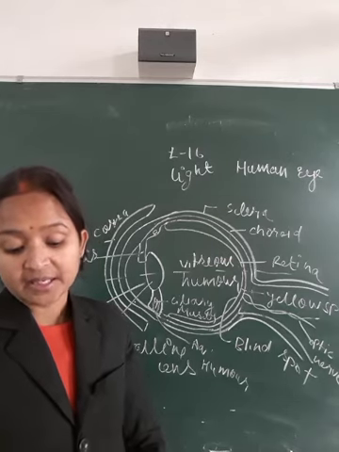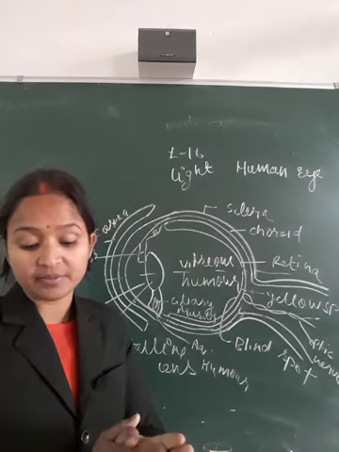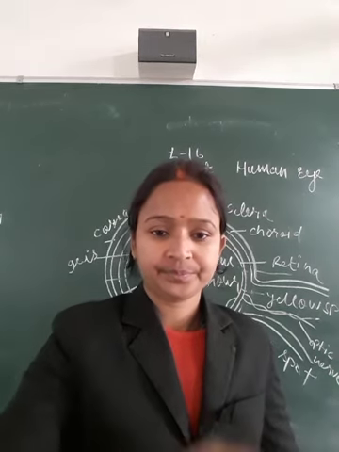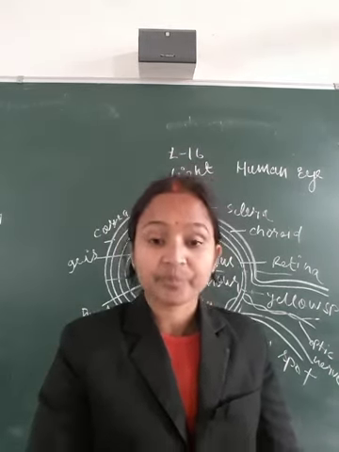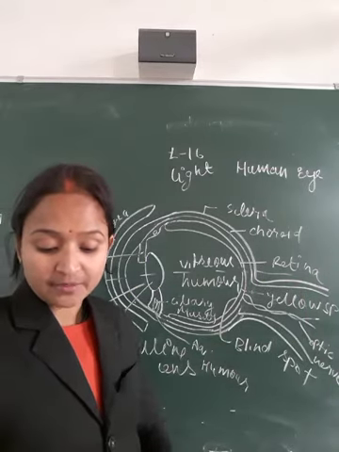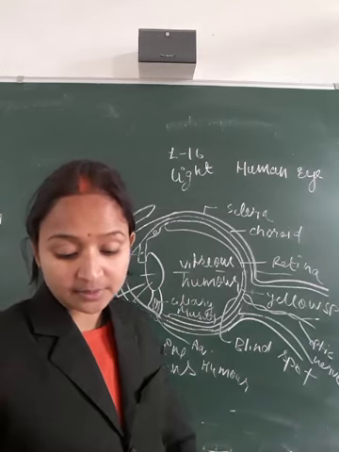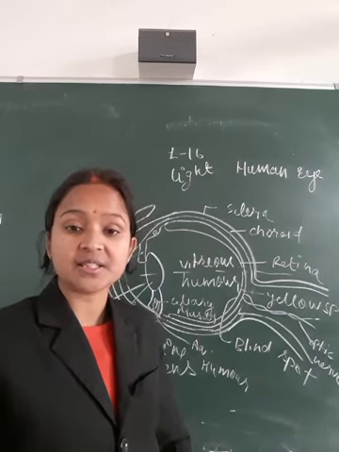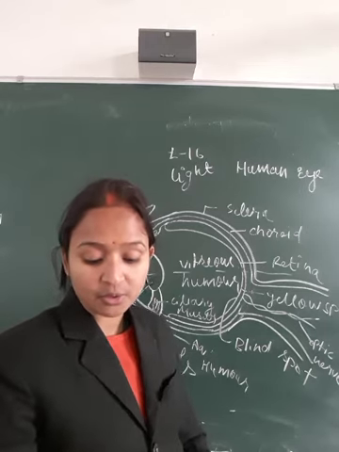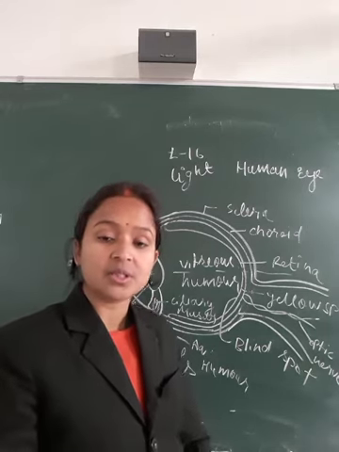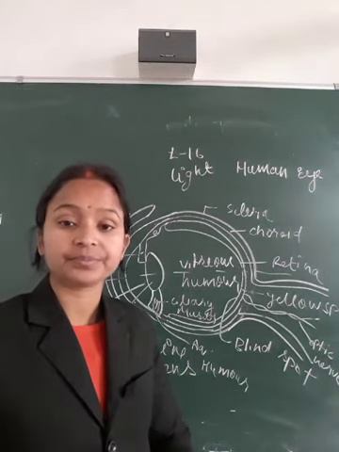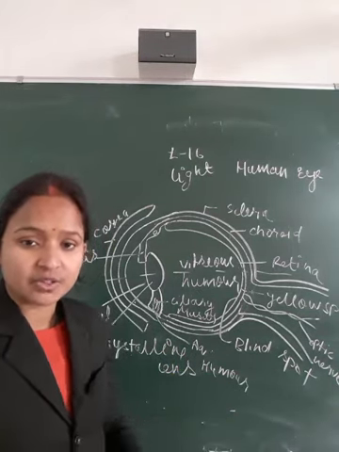And eyelids. Last one is the eyelids. Nature has provided each eye with two eyelids, and they prevent any object such as dust, straw from entering the eye. Eyelids shut out light when you do not want to see. So this is the structure of the human eye, and you will take revision of this.